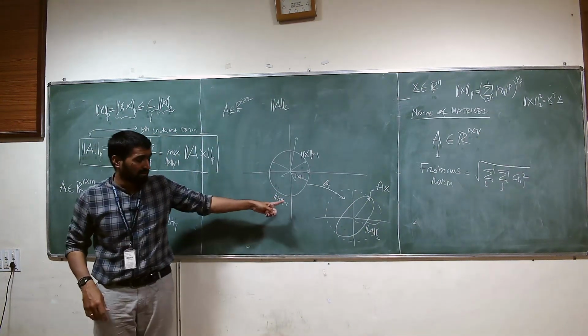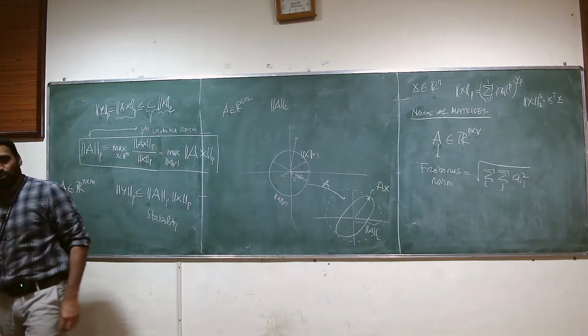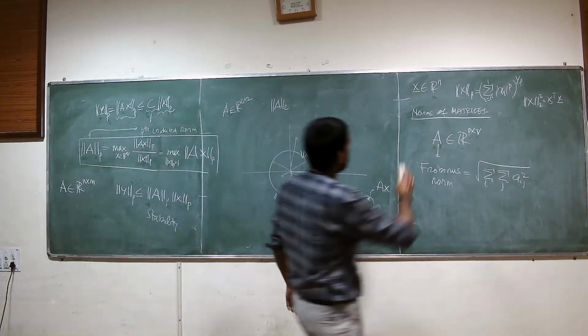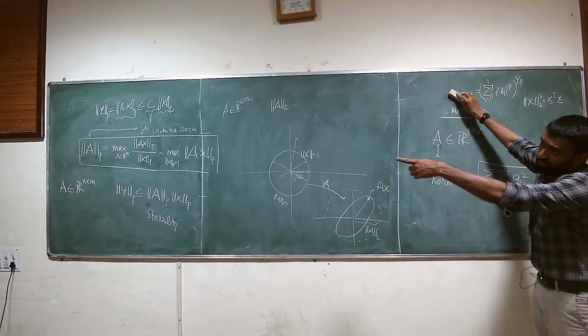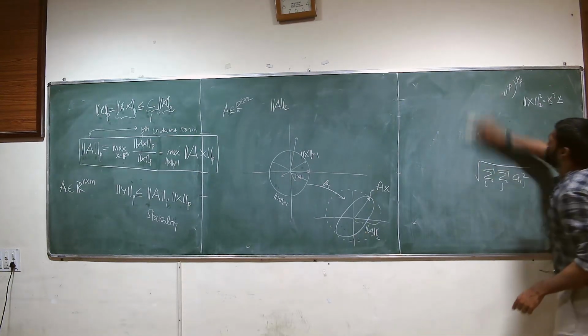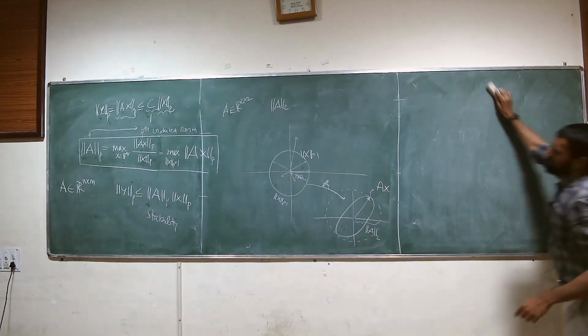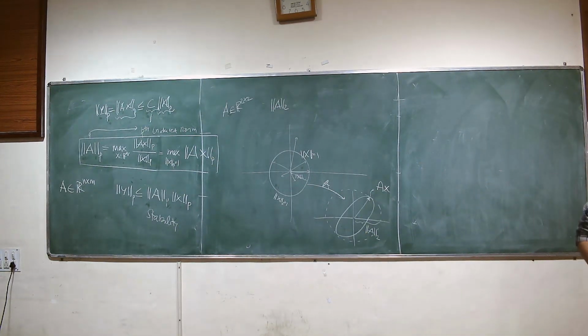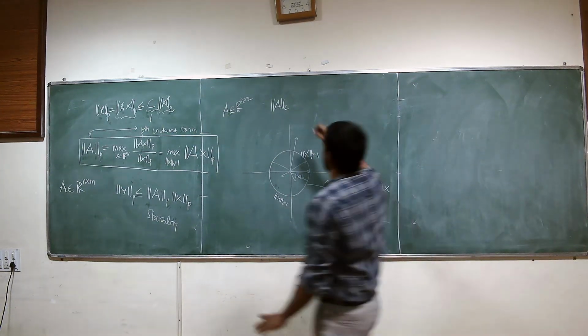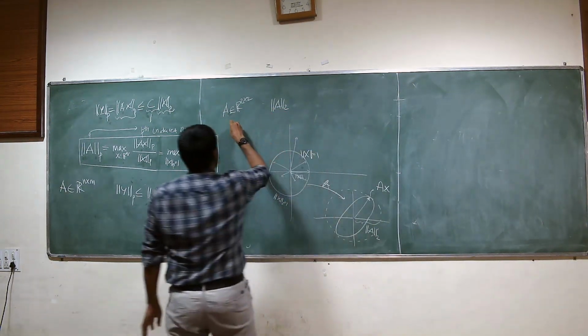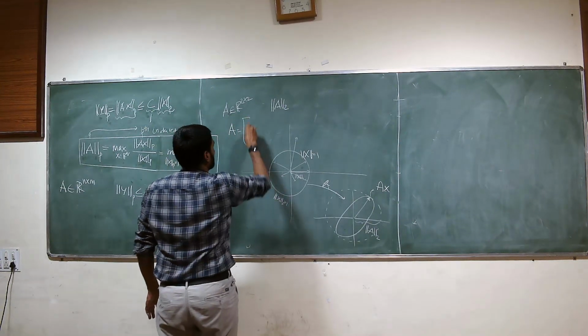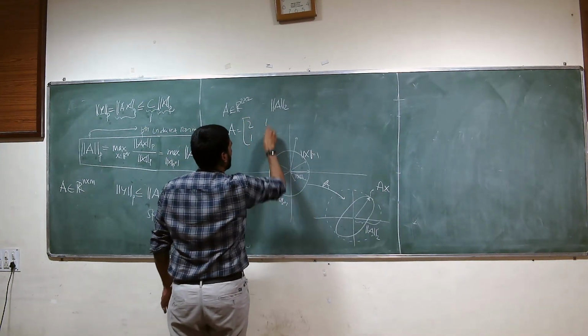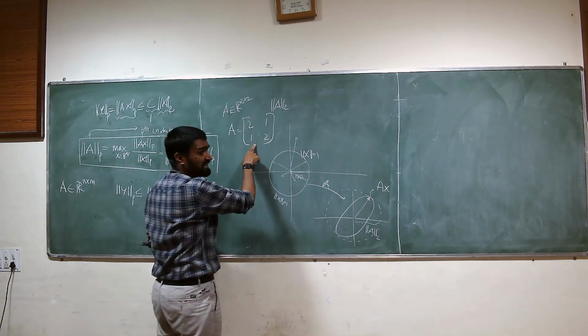Now this is for the second norm. We can do something similar for any p norm. Let's see what it is for the first norm. Before I proceed, let's say A is some matrix. Can you tell me what are the eigenvalues of this matrix?